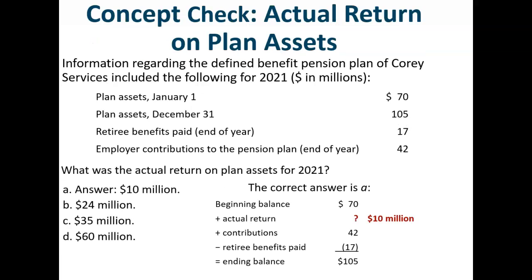The correct answer is A, $10 million. Use the formula provided in Illustration 17-10 to calculate the ending plan assets. Drop in the numbers you know and solve for what you don't know. The formula you were given is beginning balance plus actual return plus employer contributions minus benefits paid to retirees equals the ending balance. We were given everything except the actual return. 70 plus what plus 42 minus 17 equals 105, and the answer is 10. So answer A, $10 million.